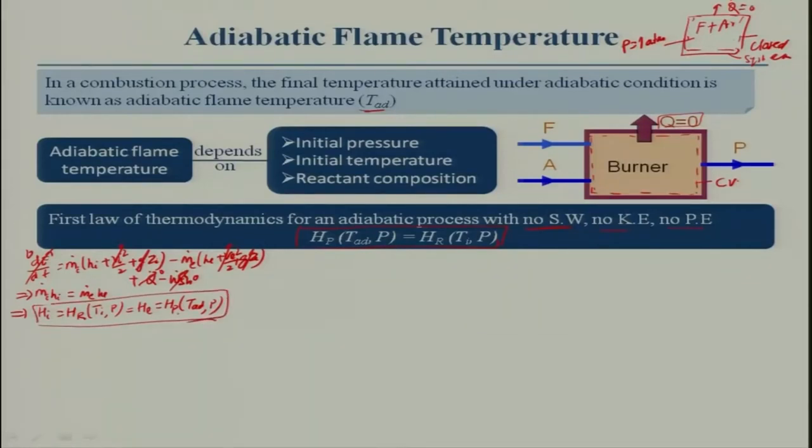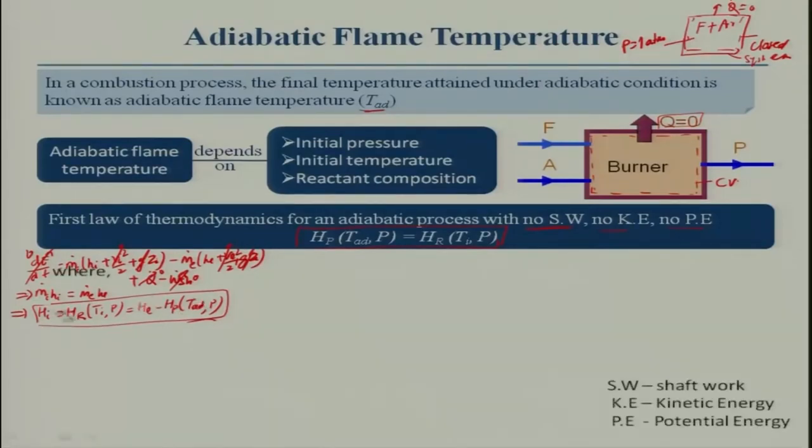Are you getting it? It is very simple, right. But what is this HR and HP? Basically, we are doing an enthalpy balance: the total enthalpy of the reactant is the same as the total enthalpy of the product. That is the point we are doing.